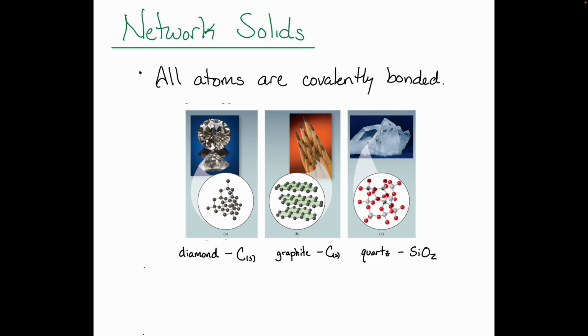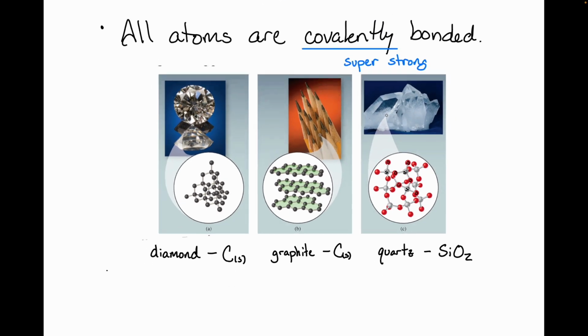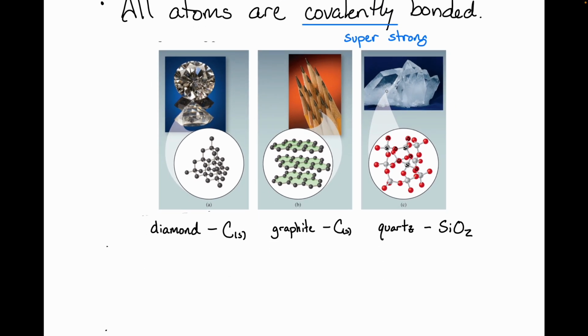Okay, so because of that, these covalent bonds are ridiculously strong. So that means that our melting points are very high.